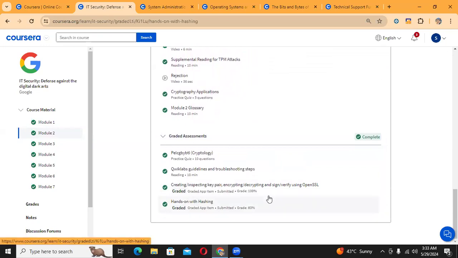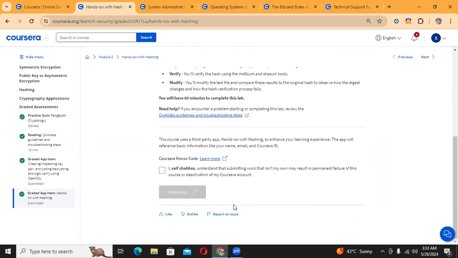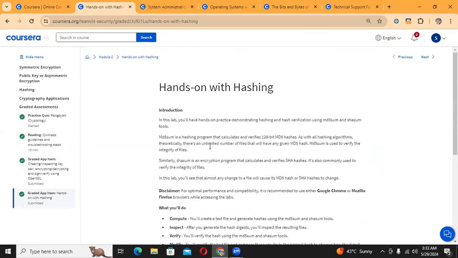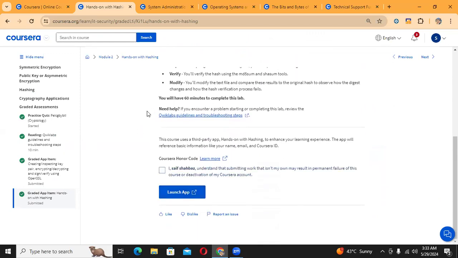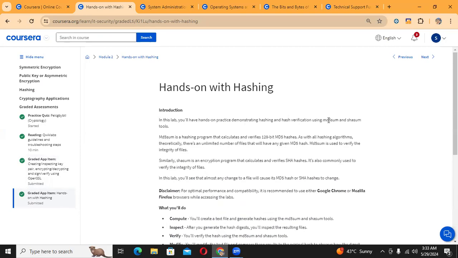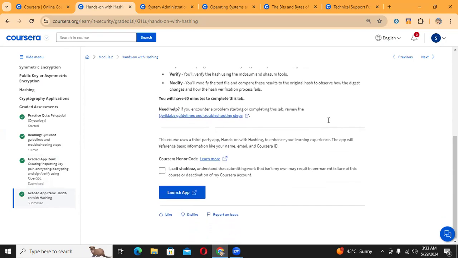We only have to do hands-on work with hashing. Just open the quiz and you will see the commands on the right here. Only copy it and paste it here. We have commands here, so we will be able to do the quiz. But I can't open it because I have no feedback here, so I will not be able to do it.